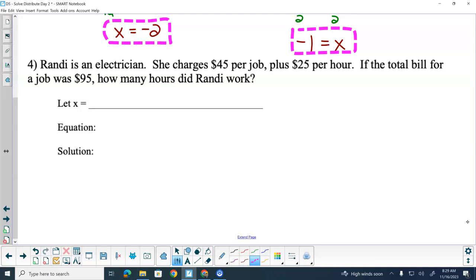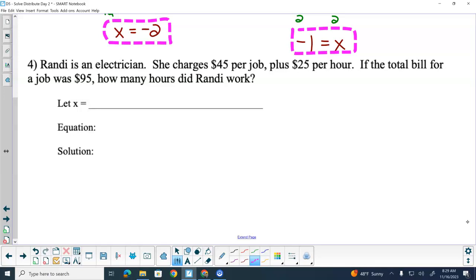Randy is an electrician. Okay, and what is Randy's nickname? Sparky. Think about it. Electrician? Have you ever touched two wires that shouldn't be touched? What happened? Sparks. Yeah, it sparks, okay?